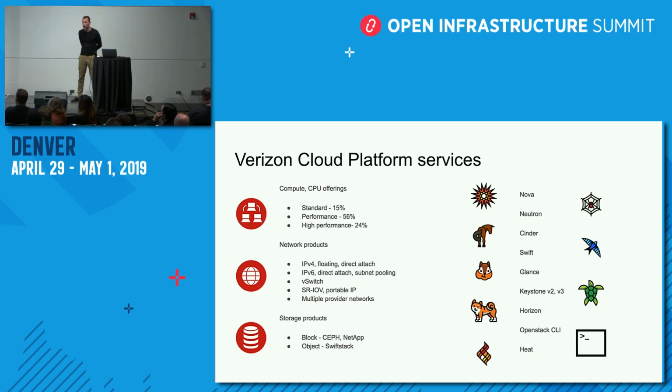So after about a year and a half, 2 years, we're growing up. So we kind of have a feeling for what our service offerings need to be and what they need to look like. On the right-hand side of this slide, you can see we're running OpenStack, pretty common services. On the left are our 3 main service products that we offer out to the business. I'll go through those for a couple minutes.